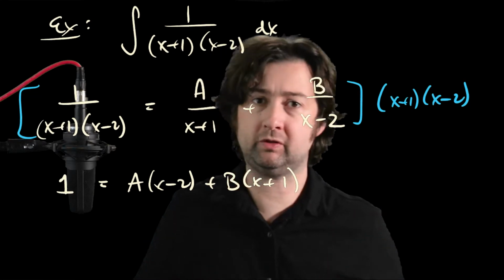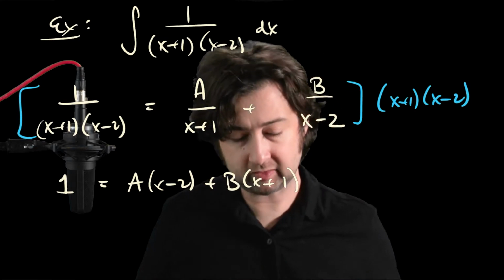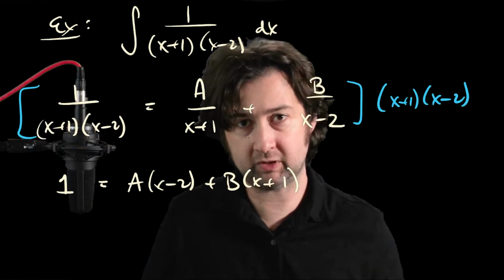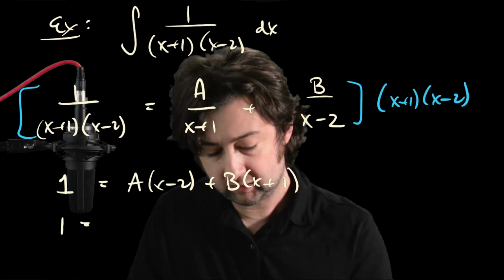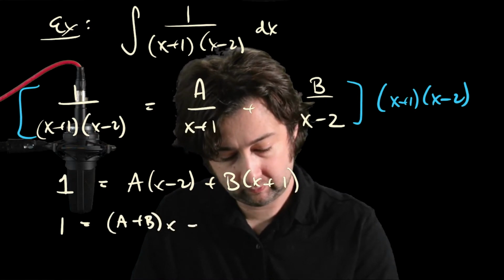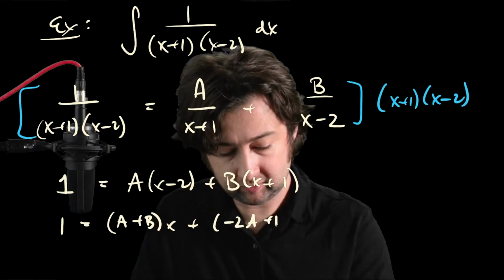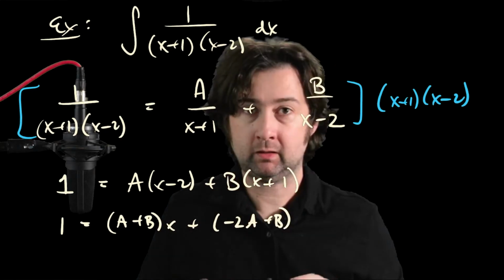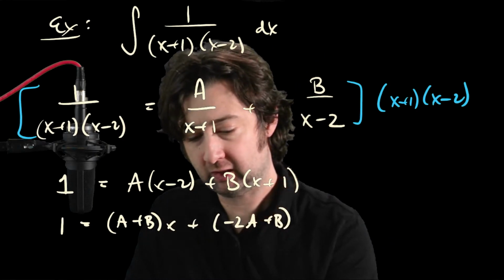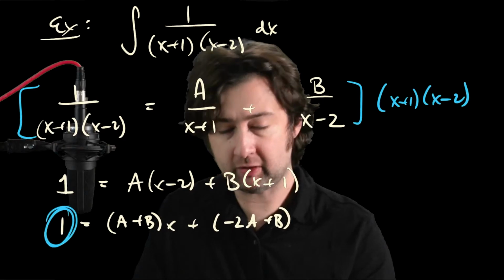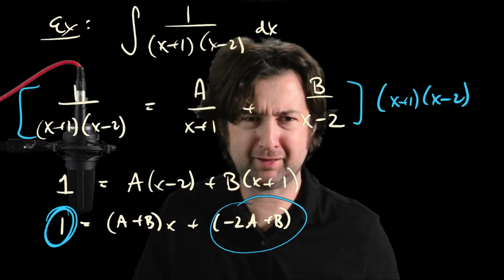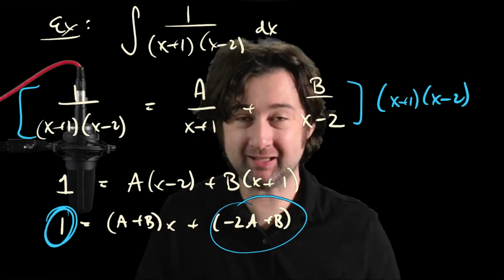From here, there's two approaches you can take. The first approach is to multiply everything out and then use a comparison of polynomials to figure out what a and b must have been. If you do that, what you're going to get is a plus b x plus negative 2a plus b on the right-hand side. Now, polynomials are only equal if the coefficients of their corresponding terms are equal. And what I mean by that is the constant term on the left-hand side is a 1, and the constant term on the right-hand side is negative 2a plus b.